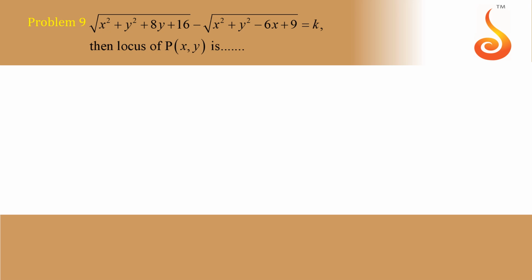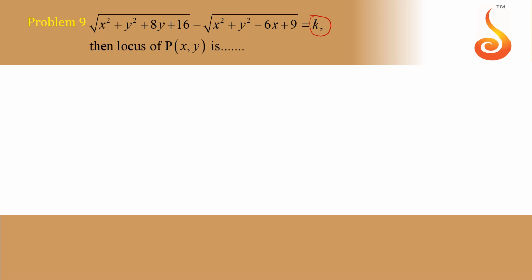Problem number 9. Under root of x square plus y square plus 8y plus 16 minus under root of x square plus y square minus 6x plus 9 is equal to k. Then they are asking the locus of x comma y. So actually this depends on the value of k. What actually does he want to say?